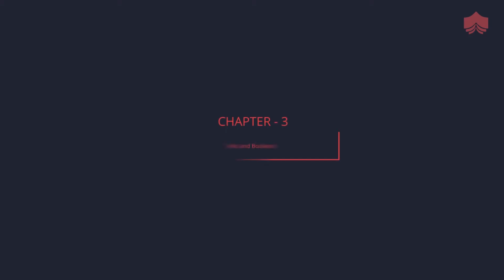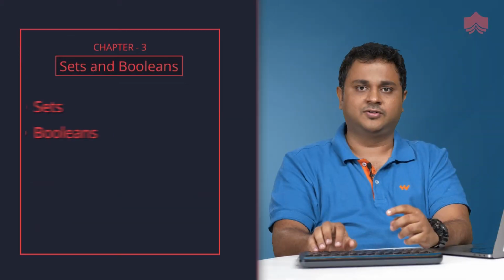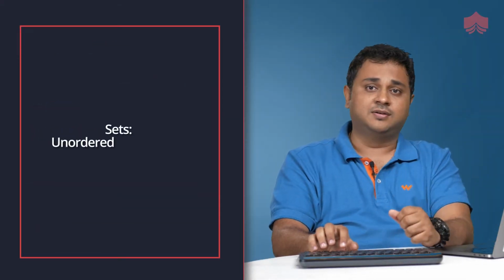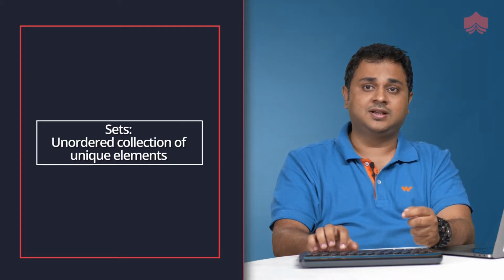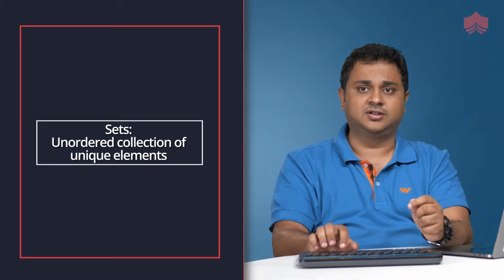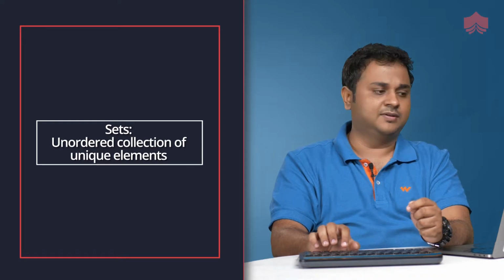We are at the end of learning about data structures, and the ones that remain are sets and booleans. These are the two other object types that we are left to cover. Sets, as we know, are an unordered collection of unique elements, and we construct them using the set function. Let's go ahead and see how this works.